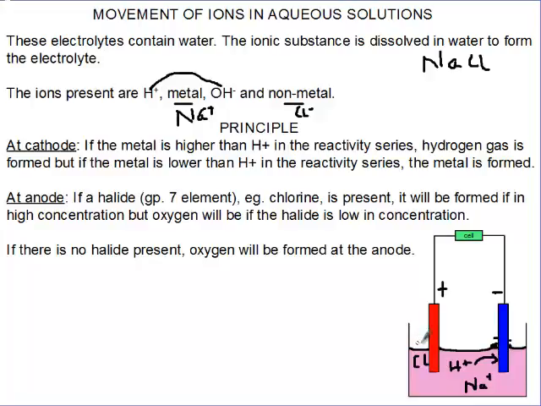Okay, so the cations are going to move depending on the position on the reactivity series. The anions are going to move depending on how concentrated the halide is. If the halide is not present, oxygen will be released. If the halide is present in high concentration, that means the halide will be released. The halide is a group 7 element.